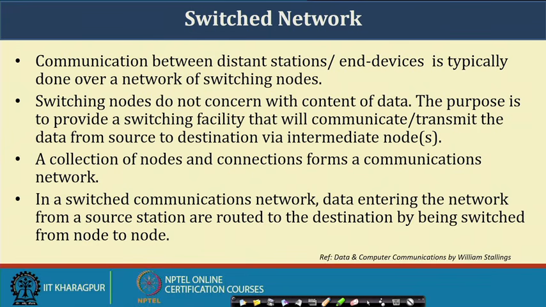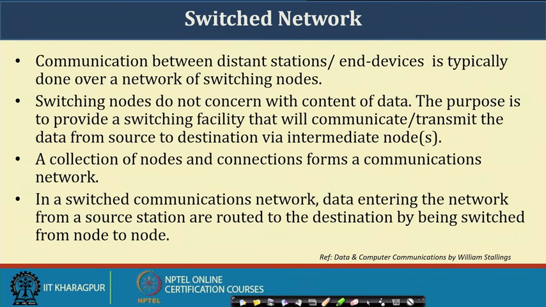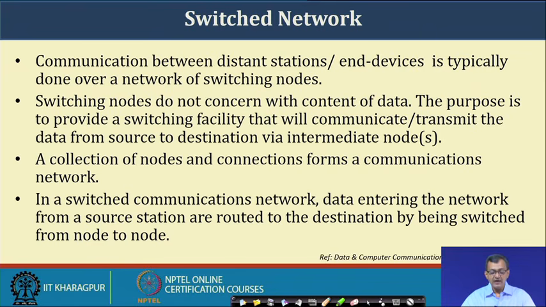Switching nodes are typically not concerned with the content of the data. The purpose is to provide a switching facility or a path between the source and the destination. They are not concerned with what data is being carried. Later on we will see that different data has different types of necessities. A collection of nodes and connections forms a communication network. The nodes and the edges, the connections between the nodes, form the communication network.